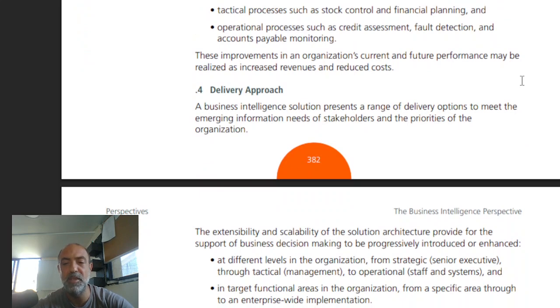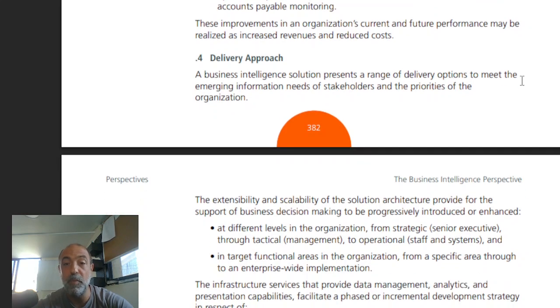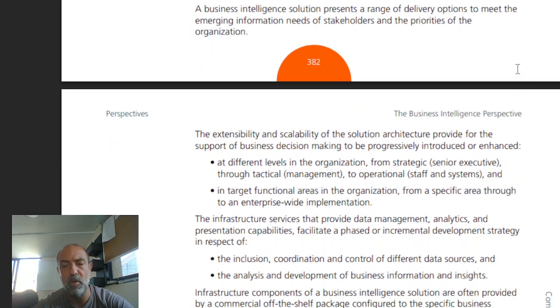Delivery approach. Business intelligence solutions represent a range of delivery options to meet the emerging information needs of stakeholders and the priorities of the organization. Every solution has its own timing. It's data, right? So sometimes something is needed within a week. Sometimes it's needed within a day. Sometimes it's within a month, or a year, or now.